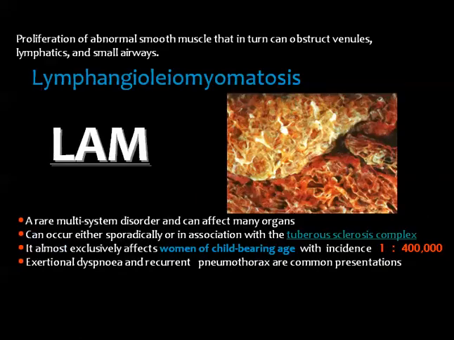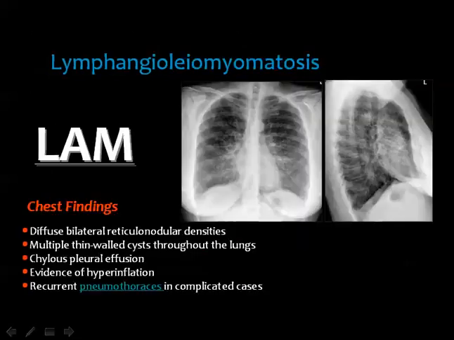The second one is lymphangioleiomyomatosis, which is almost confined to females in the childbearing period. This disease is a multi-system disorder, and it is intimately related to tuberous sclerosis, as I will mention in a moment. The underlying pathology is proliferation of smooth muscle that can obstruct the venules, lymphatics, and the small airways, resulting in areas of air trapping.